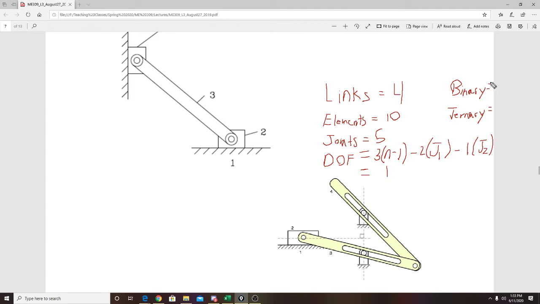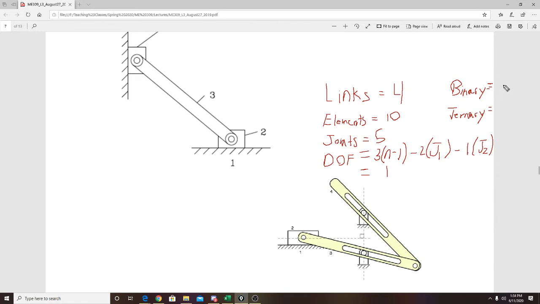And then we have the last part, which is the binary and ternary links. So this number should always match how many binary and ternary links you have together. So if you have 4 links, this better be 3 and 1, 4 and 0, or 2 and 2. It has to add up, or else you didn't count right.